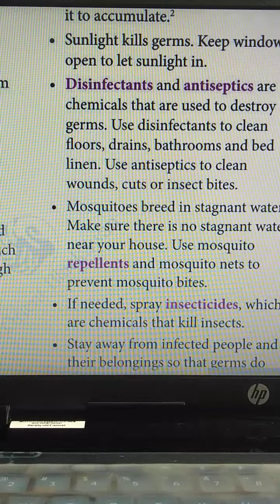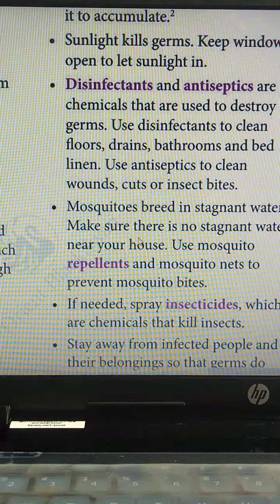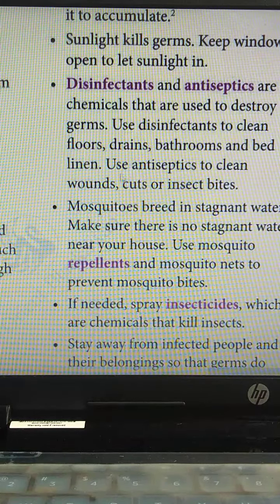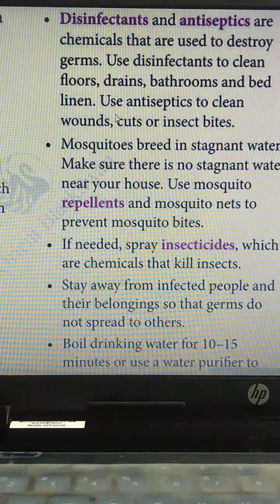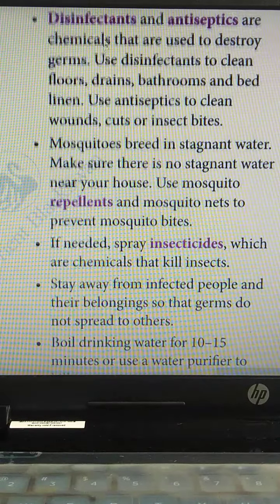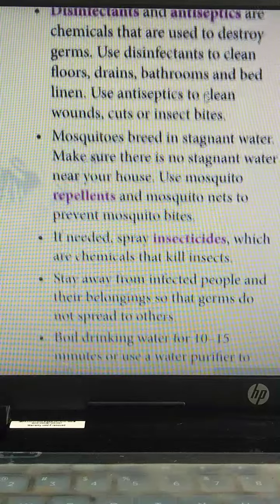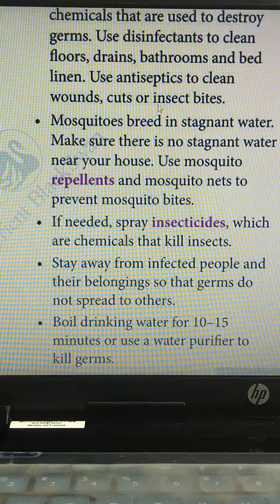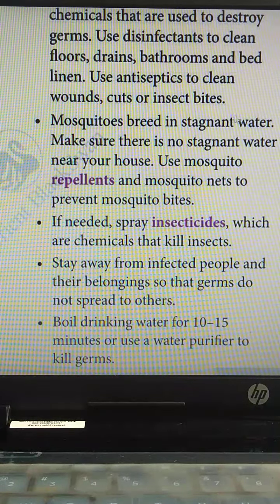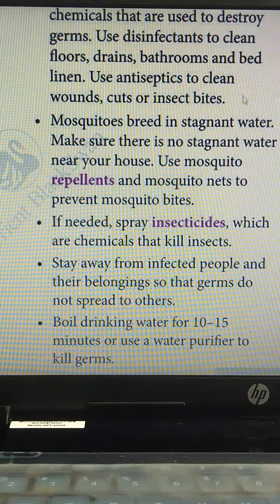Then the second point written: disinfectants and antiseptics are chemicals that are used to destroy germs. So these two things, antiseptics and disinfectants, you have to use to destroy germs. Use disinfectants to clean floors, drains, bathrooms and bed linen. Use antiseptics to clean wounds, cuts or insect bites. We must use these things.